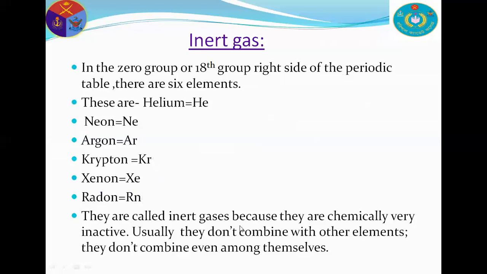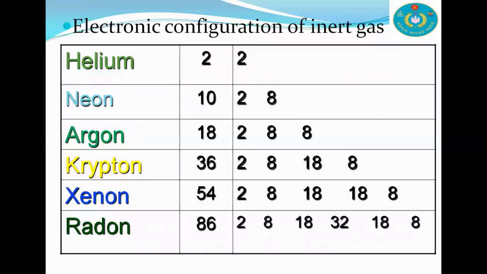They are chemically inert and inactive. They do not want to combine with other elements. These are inert gases and these are group 18 elements. These are the electronic configurations of inert gases. Here helium has 2 electrons, and this element follows duet electronic configuration; then neon, argon, krypton, xenon, and radon.